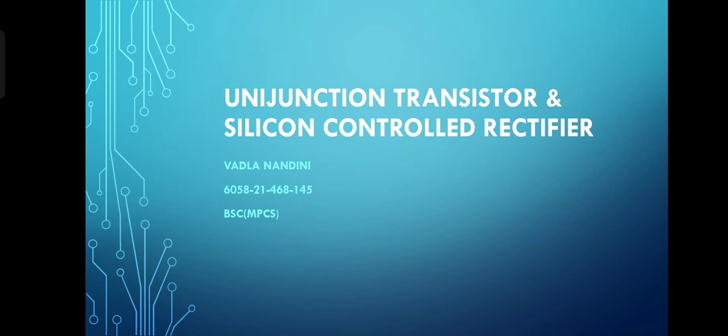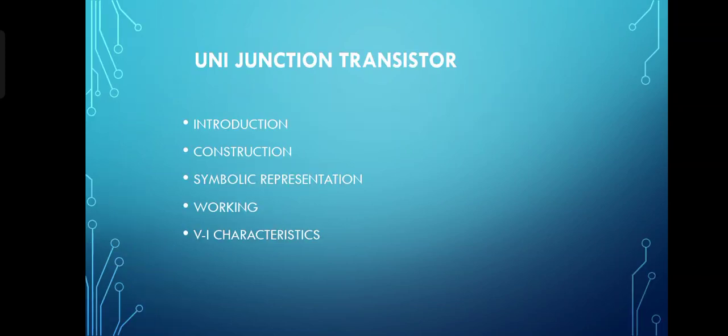Today we are going to discuss the unit junction transistor and the silicon control rectifier. Unit junction transistor: in UJT there are subtopics: introduction, construction, symbolic representation, working and VI characteristics.